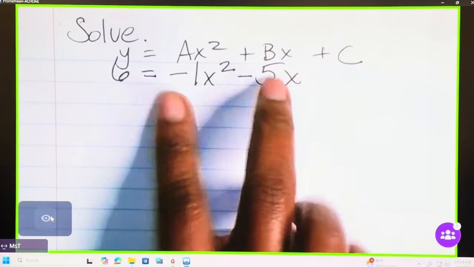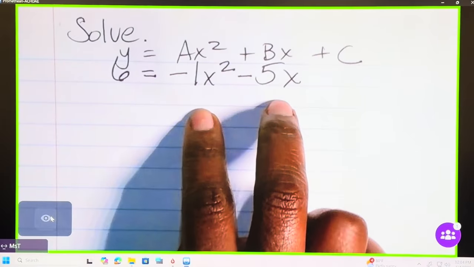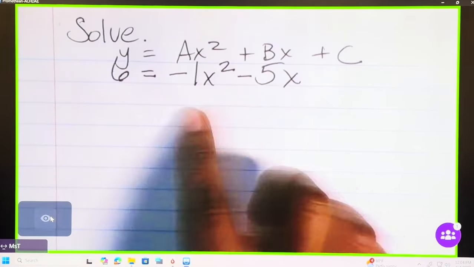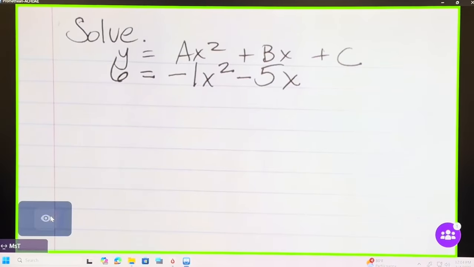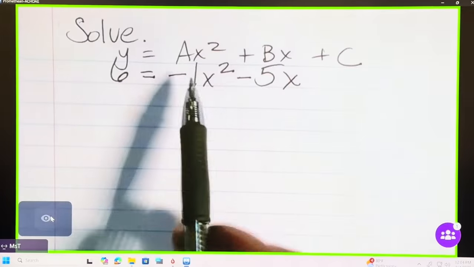Why would I add these two? Because they're already negative. So to get rid of them or move them, I need to make them positive. Is everybody following? It doesn't matter which side you put it on. You're going to get the same exact answers. Your A, B, and C will be different. Because watch this. What is my A right here?